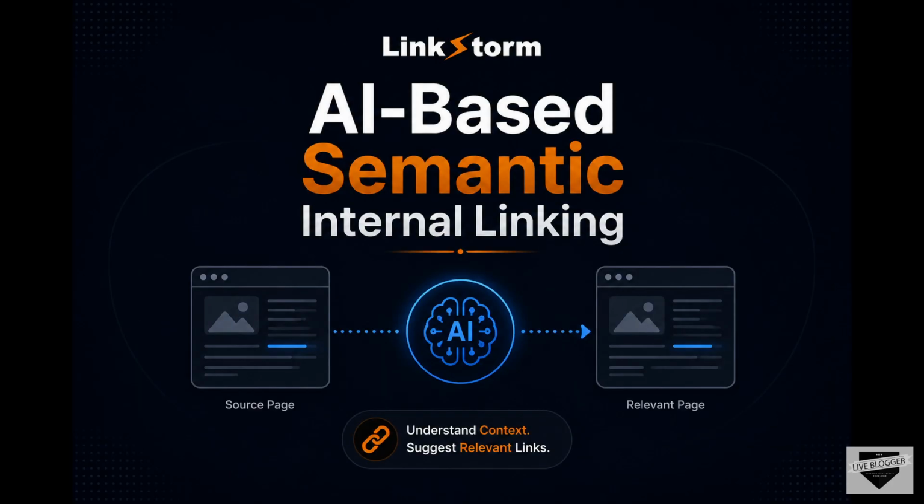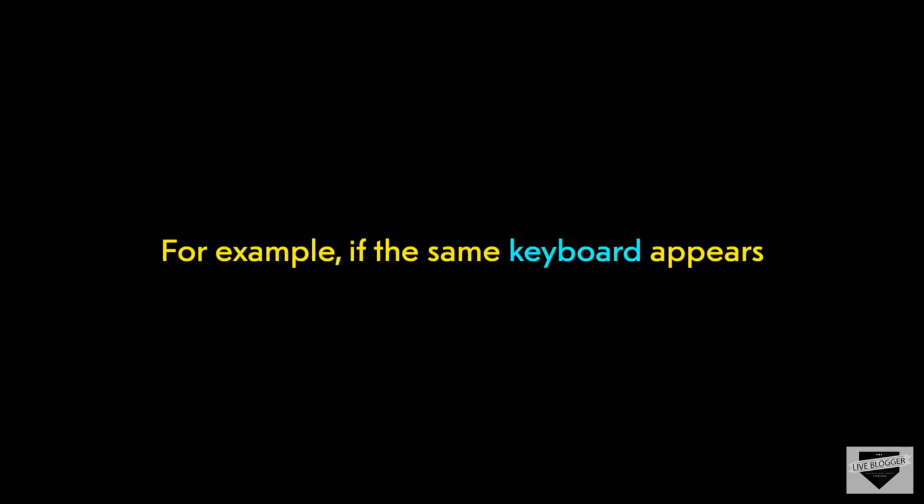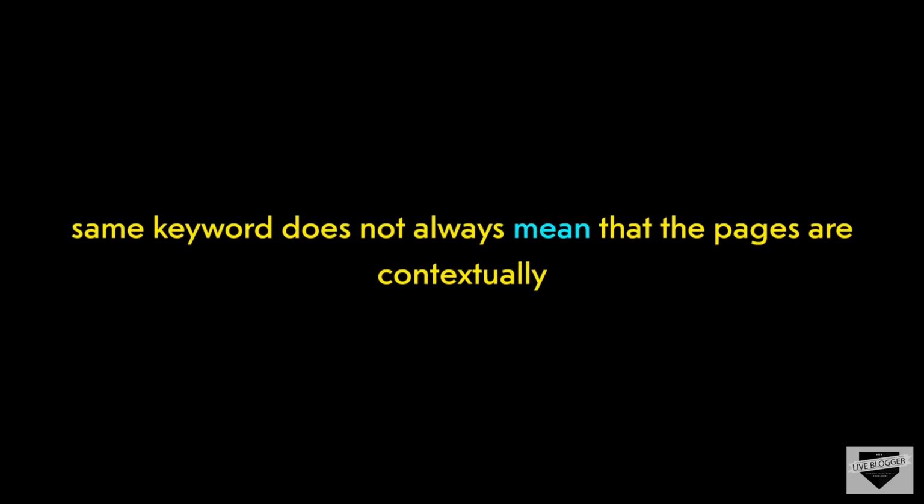Now let's look at AI-based semantic internal linking. One of LinkStorm's main features is its AI-based semantic internal linking system. Many basic internal linking tools depend heavily on keyword matching. For example, if the same keyword appears on two different pages, the tool may suggest linking them. But the presence of the same keyword does not always mean that the pages are contextually related.